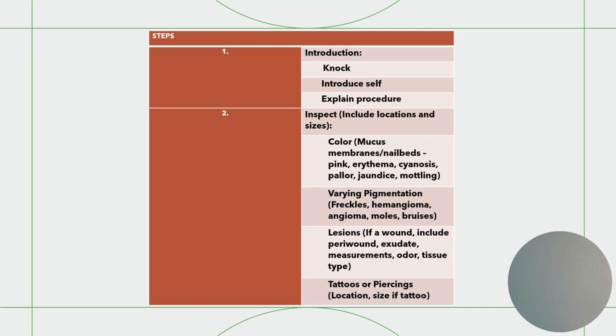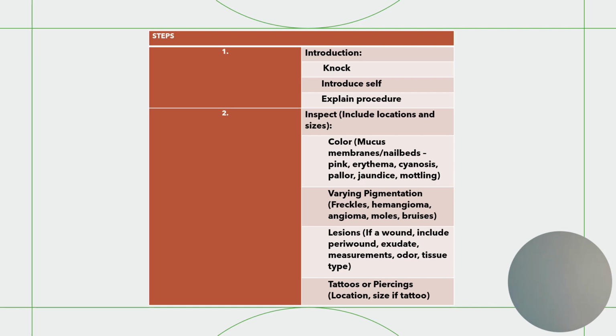And what size are they? If there are multiple, for example, freckles, then we would say there are multiple freckles scattered over the client's face, or over the shoulders or the upper chest, etc. So describe what you are seeing.